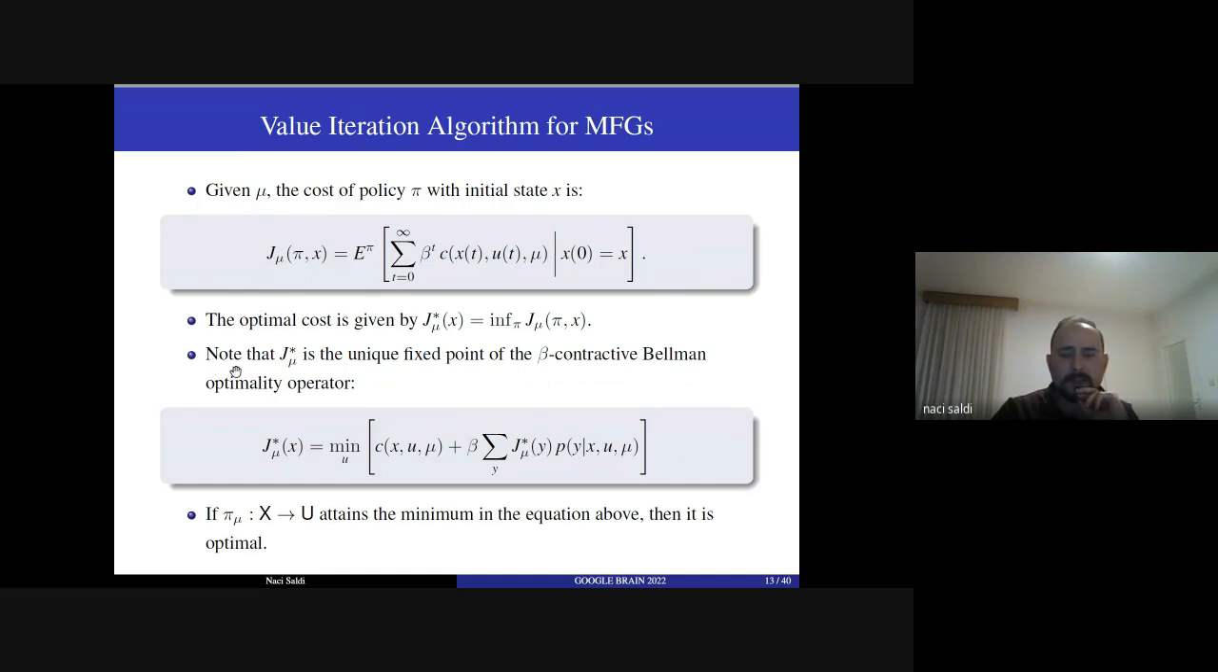And we know that the optimal value function is the unique fixed point of the beta contraction Bellman optimality operator. So this is the Bellman optimality operator. It's a beta contraction, therefore it has a unique fixed point, and this unique fixed point is our optimal value function. And if pi mu minimizes the right-hand side of the Bellman optimality equation, then it is the optimal policy for mu. So this is one way to characterize the optimal policy using the optimal value function and Bellman optimality equation.